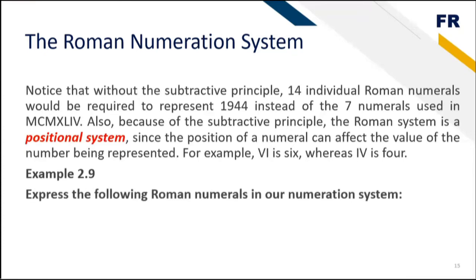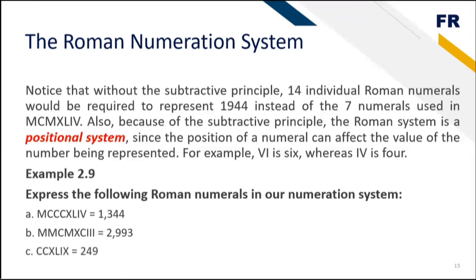For example, express the following Roman numerals in our numeration system. So, yung MCCXLIV sa Roman numerals, sa numeration system natin, that is 1,344. And yung MMCMXCIII sa Roman numerals, sa atin naman ay 2,993. And yung CCXLIX, that is 249.